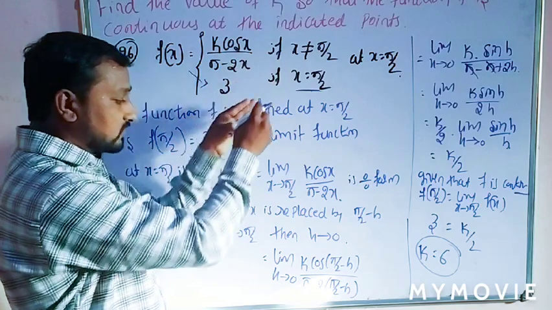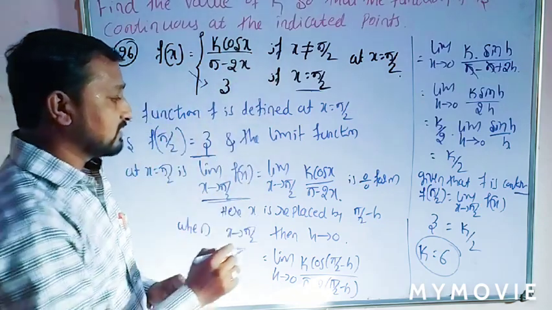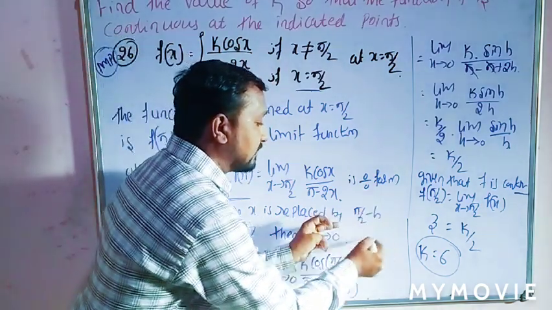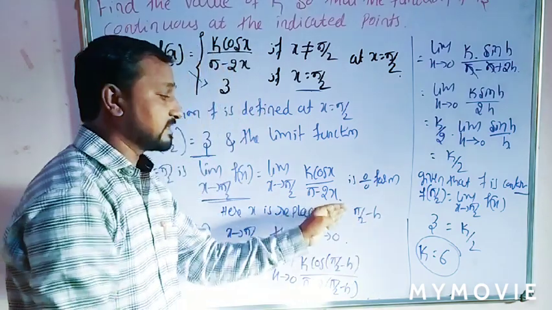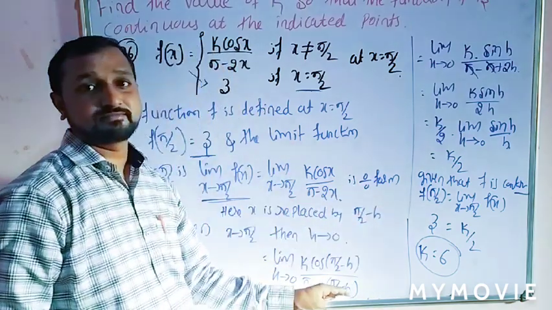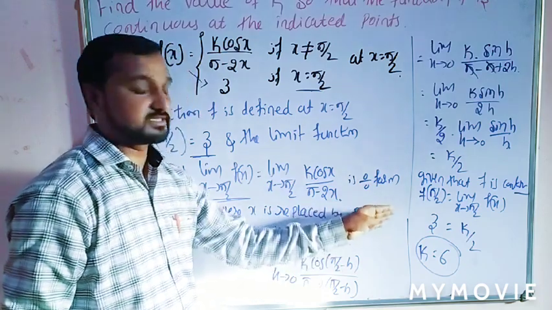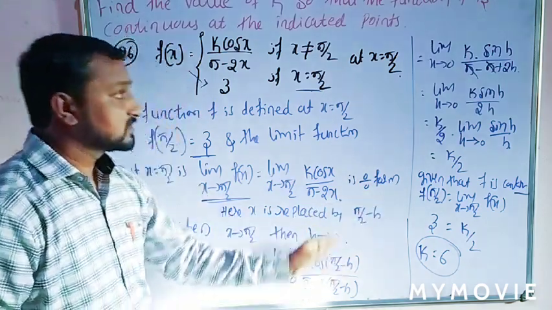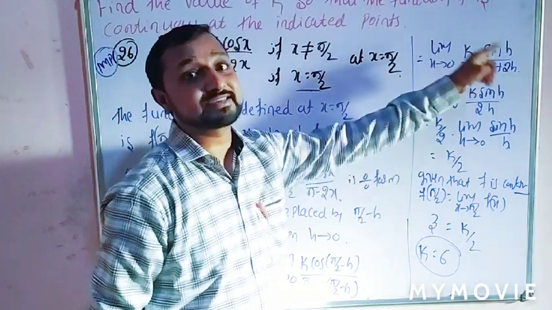So this is limit function equal to percent function. Here also one possibility is there. Here pi by 2 minus h is there. Here you can also take pi by 2 plus h, and you get the same answer. Replace x by pi by 2 plus h, again pi by 2 plus h. So cos of pi by 2 plus h is minus sin h.